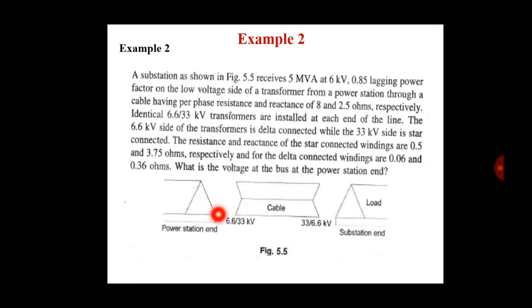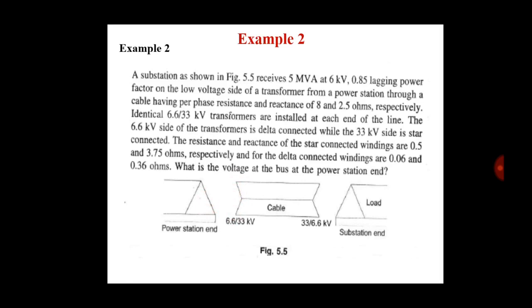Here is the power station end, here is the cable, and here is the load. The given substation is 5 MVA at 6 kilovolt, 0.85 lagging power factor. Okay, the low voltage side is here, and here is the high voltage side. This value is given. We find the voltage at the bus at the power station end.